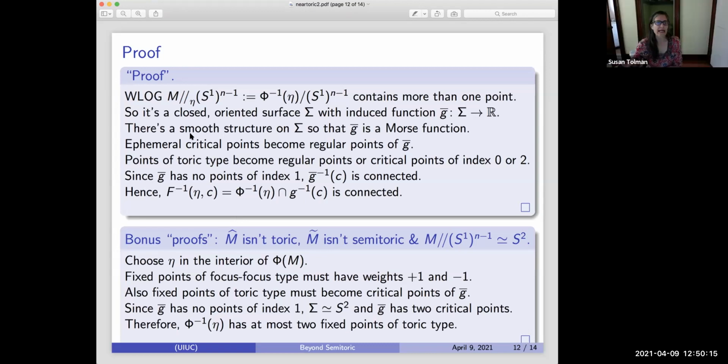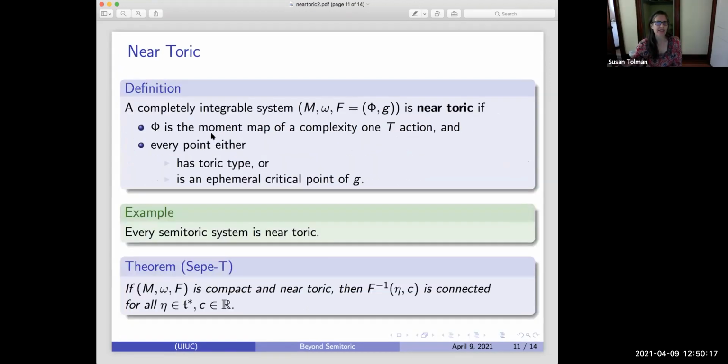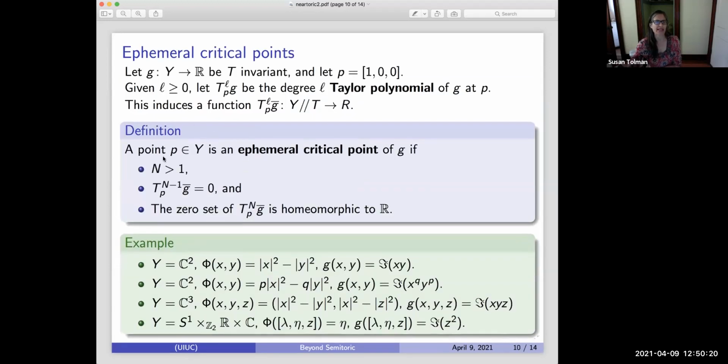So it does, but in the definition of ephemeral. If you look back at the definition of ephemeral, another way of thinking of ephemeral is it's a lot like the definition of Morse. You want something which is maximally non-degenerate, but the first time it's 0. So in the definition of ephemeral, you need the function to vanish below the degree, and the one where you need to be coming over to R is on the degree of n.